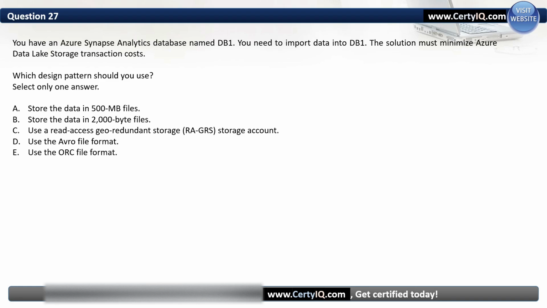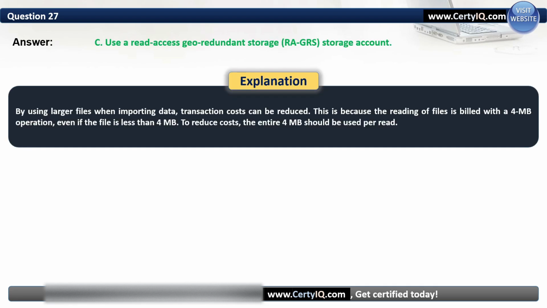The correct option is C. Use a read access geo-redundant storage account. By using larger files when importing data, transaction costs can be reduced. This is because the reading of files is built with a 4 MB operation, even if the file is less than 4 MB. To reduce costs, the entire 4 MB should be used per read.